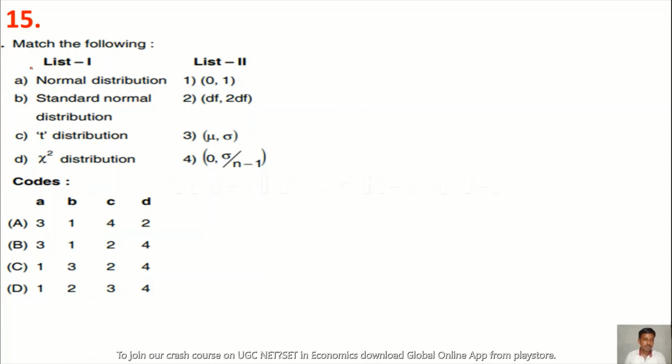Question number 15, match the following. Here the right answer is option A. So normal distribution with mean and sigma, then standard normal distribution 0 and 1, then t distribution, fourth one, and chi-square distribution, df and 2df.